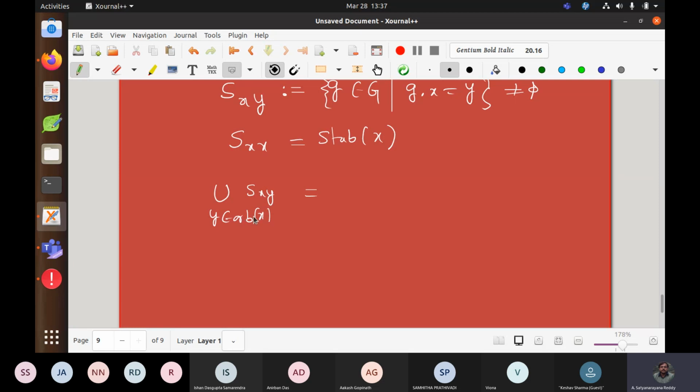Okay, so in the orbit of X, I am taking one element at a time and constructing Sxy. X is fixed, Y is changing. All those G such that X goes to Y. So what is this whole thing equal to? Yeah, now we can go ahead. No need to raise hand, tell me.